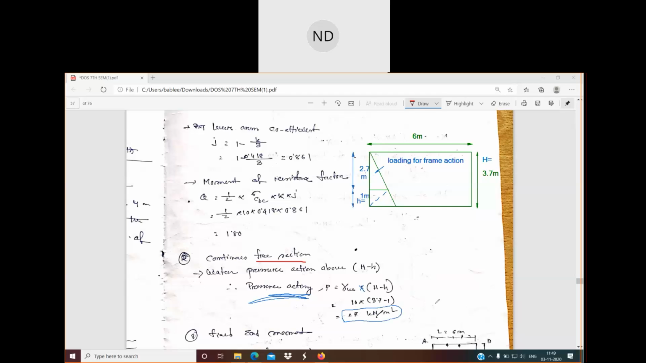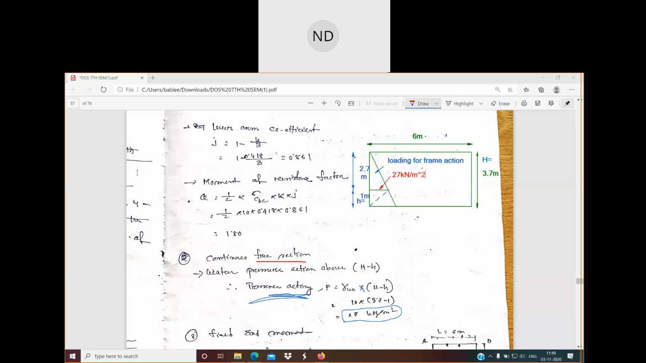kilonewton per meter square. Since it is 27 kilonewton per meter square, that means this load is your 27 kilonewton per meter square. Yeah, kilonewton per meter square.